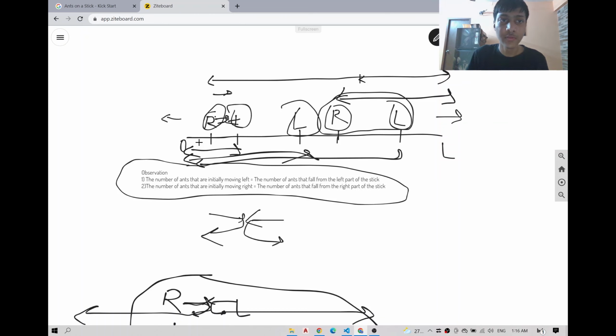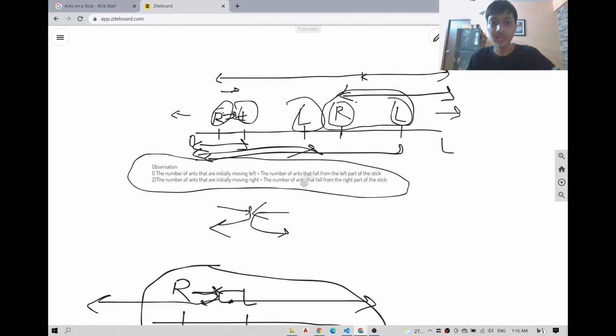So for this problem, we have these crucial observations. First of all, if initially A ants were moving left and B ants were moving right, then at the end, the leftmost A ants will fall off from the left end and the rightmost B ants will fall off from the right end. It's not required that the leftmost A ants all initially start moving left, but we know that the leftmost A ants will end up falling from the left end. So the number of ants that are initially moving left is equal to the number of ants that fall from the left part of the stick.